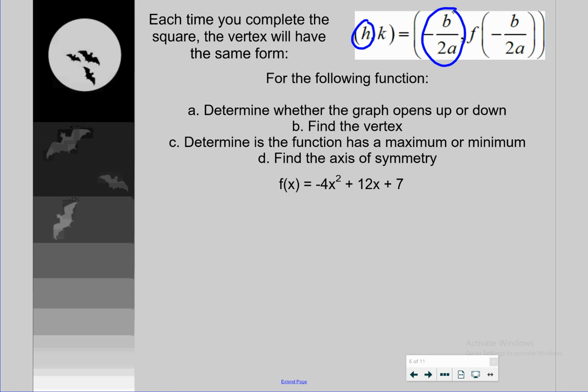That's what that second part's saying. f of -b over 2a means take your x that you found and plug it into the formula and get the y. And that gives you your full vertex.